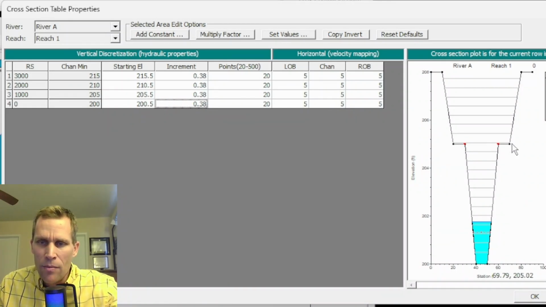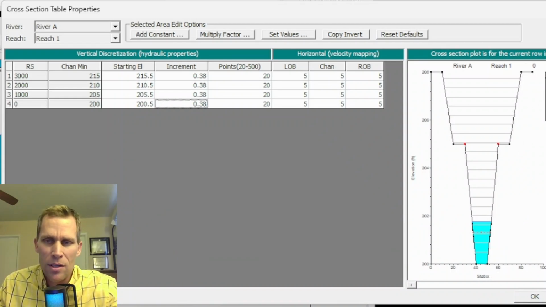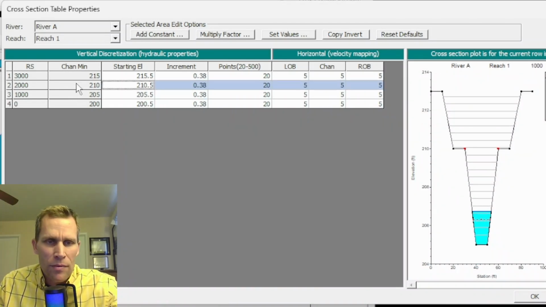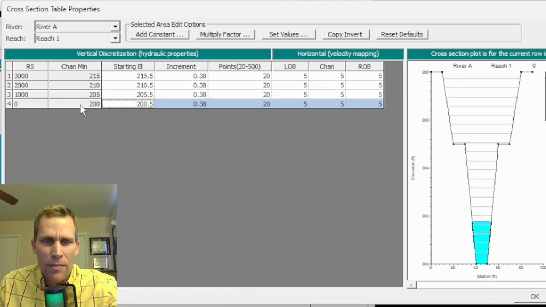But you may have a problem at this overbank, or more likely if you had some sort of levee situation with a lot of storage off to the side in an overbank with non-permanent ineffective flow areas. Anyway, the solution here would be to make more vertical lines, so that there's just more detail in the hydraulic properties tables. To do that, you can just go ahead and edit this. Whichever cross section I have selected is the one that I'm editing.